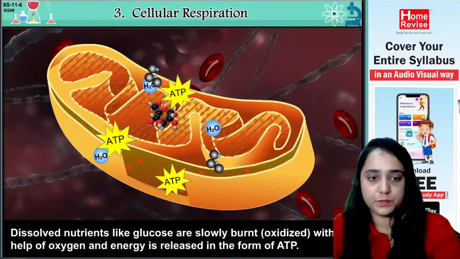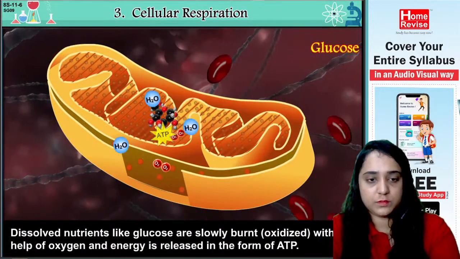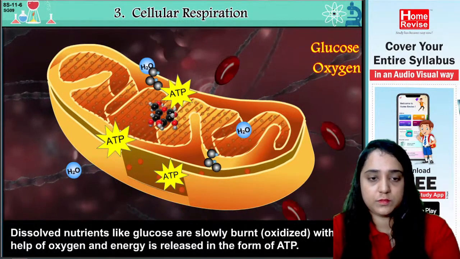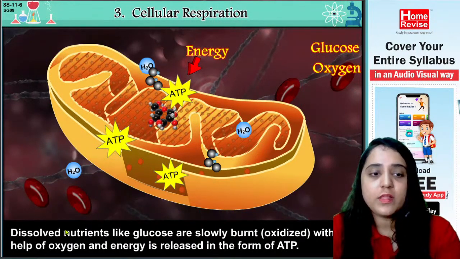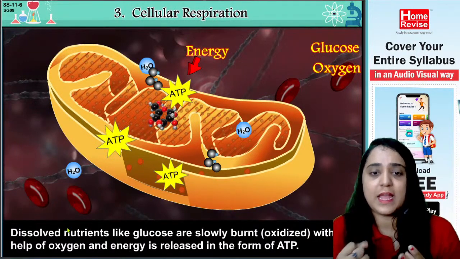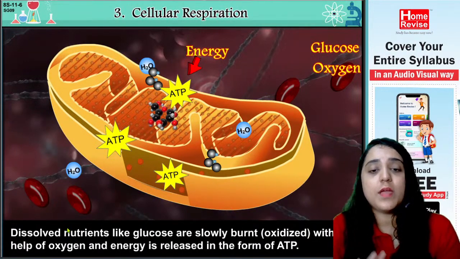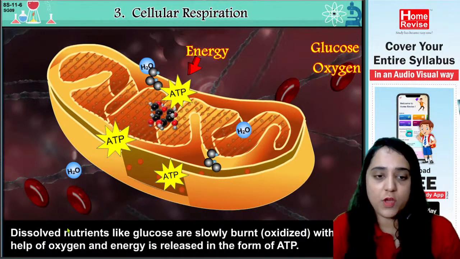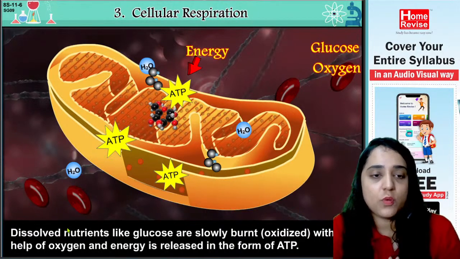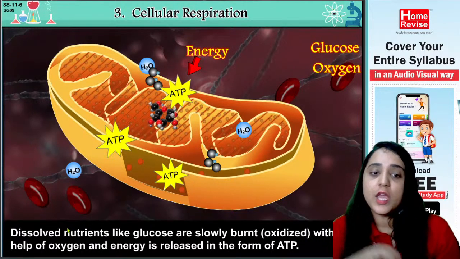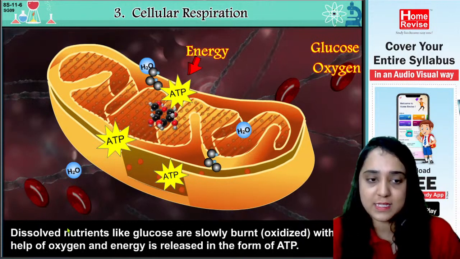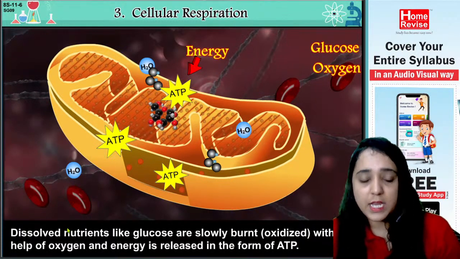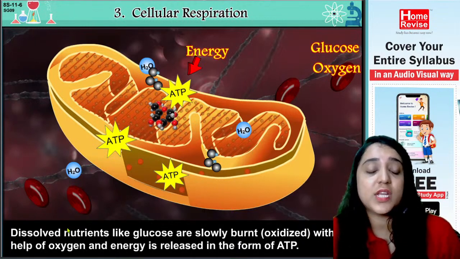Pay attention. Dissolved nutrients like glucose are slowly burnt, that is, oxidized, with the help of oxygen, and energy is released in the form of ATP. All the dissolved nutrients like glucose are slowly oxidized with the help of the oxygen present. As we know, glucose is used mainly for energy, so when this glucose is slowly oxidized with the help of oxygen, energy is released out.